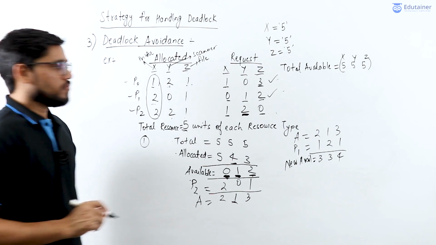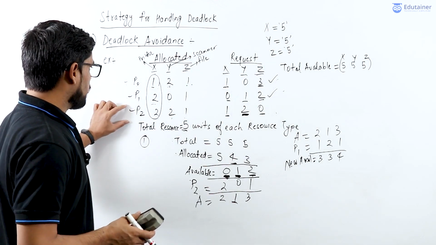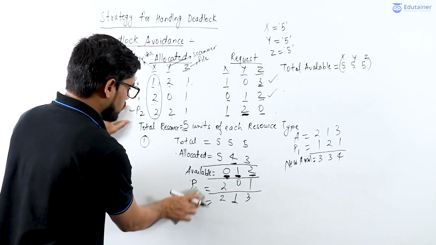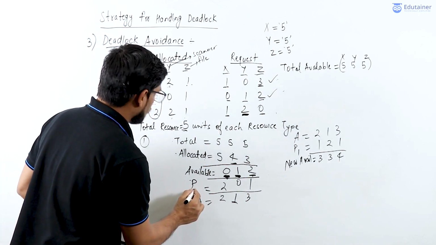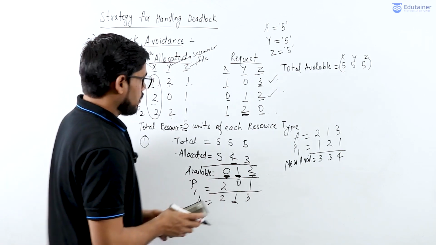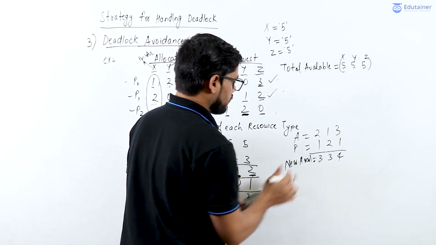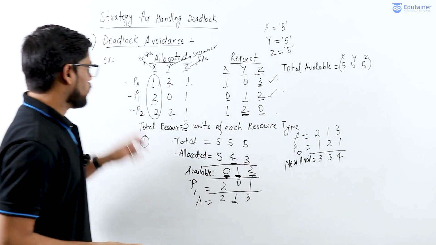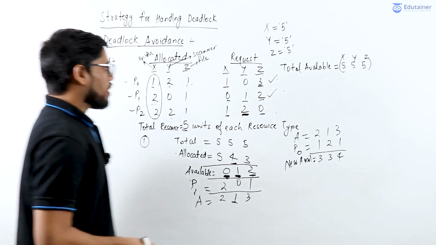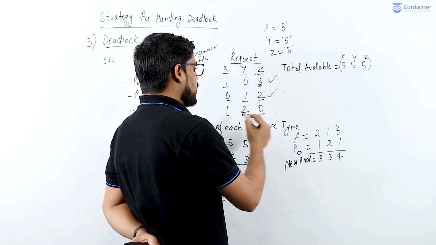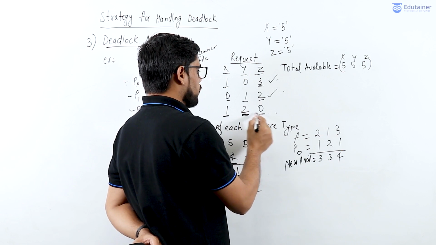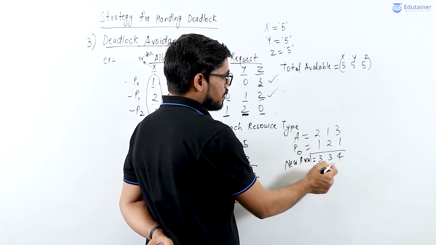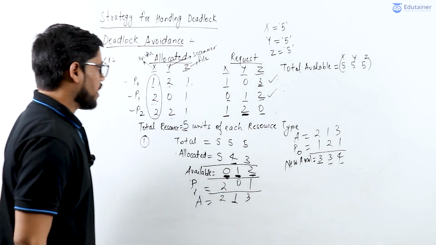Now only one process, which is process P2, is left. Sorry for that, it is process P1, it is process P0, and now the last process is process P2. Can we fulfill the request of process P2? It is given as 1, 2, 0 and here the new available is 3, 3 and 4. Yes, we can fulfill the request.